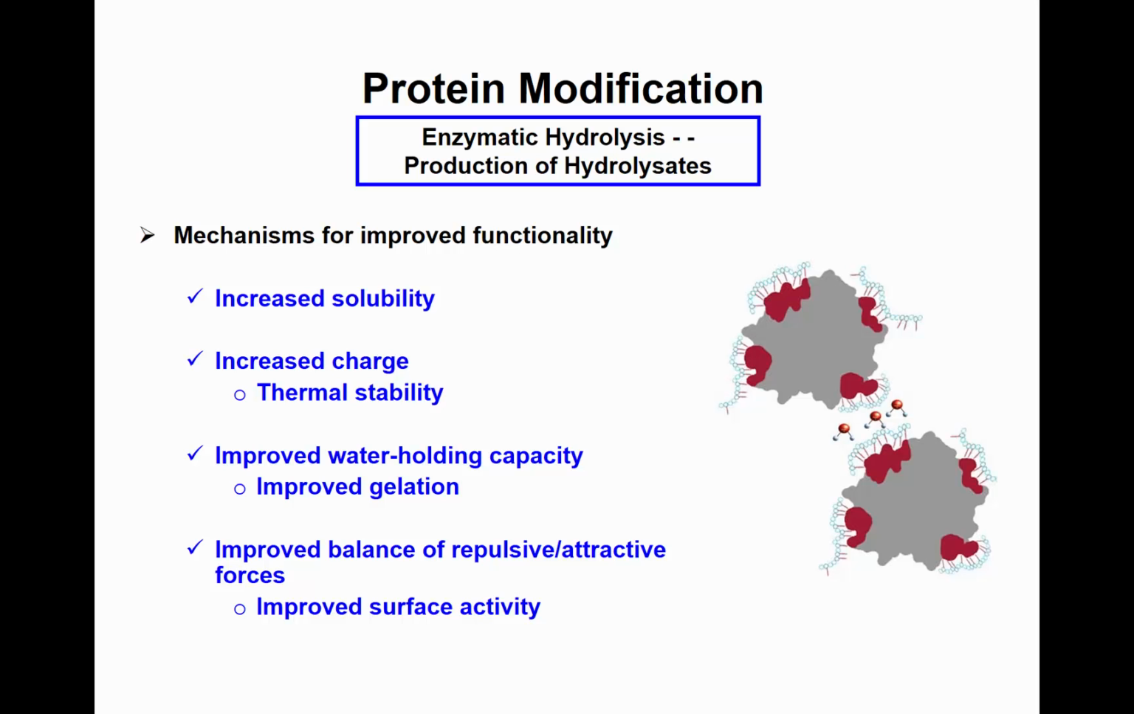So, mechanisms for improved functionality. These are general mechanisms. You can have increased solubility because, theoretically, when you hydrolyze the protein, you are freeing ionizable groups, amine and carboxyl groups. So theoretically, you should have more interaction with water, you should enhance solubility. And also you will have smaller molecular weight peptides. So these will be potentially more soluble than larger proteins.